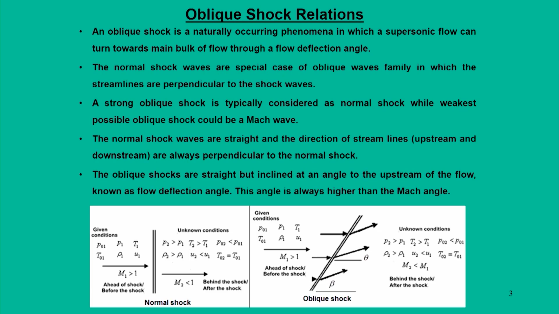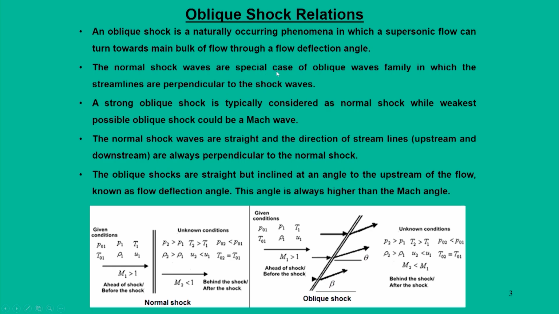Now, let us revisit what we have studied in our oblique shock lectures. An oblique shock is a naturally occurring phenomenon in which a supersonic flow can turn towards the main bulk of flow through a flow deflection angle. As you see in this figure, a supersonic flow while crossing this oblique shock gets a turning angle theta, and this turn is towards the main bulk of flow.